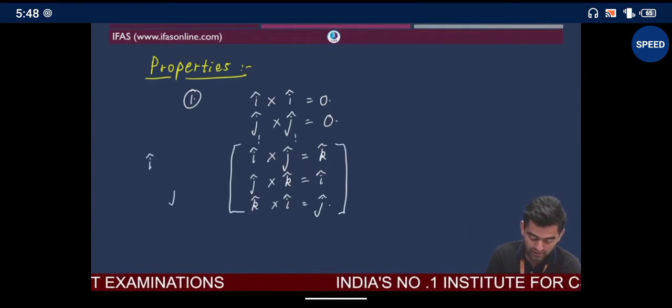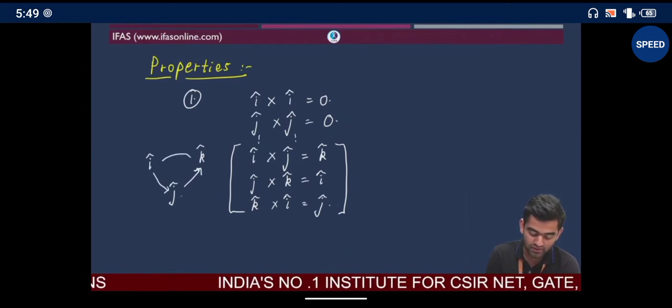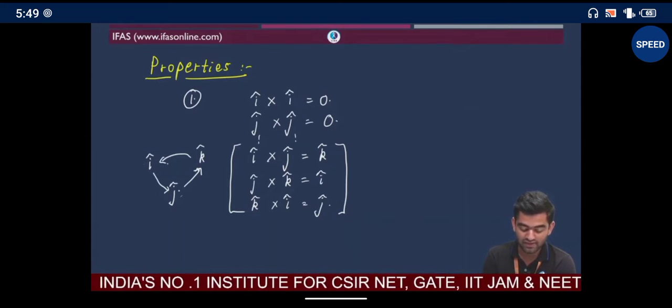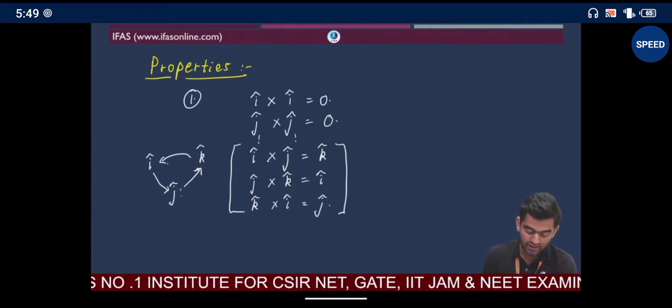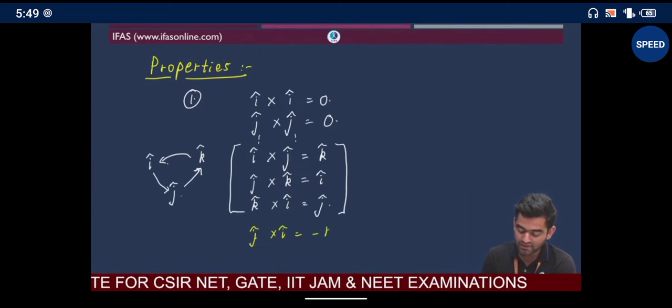Or you can also think in this manner: i cap, j cap, k cap. If you are multiplying these two, you are going to result in the third. If you multiply j and k, it will result in i. You can remember it in this way. i multiplied with j will result in k, and k multiplied with i results in j. If you take j with i, it will result in k but with a minus. So j cap cross with i cap is not k cap, it's minus k.